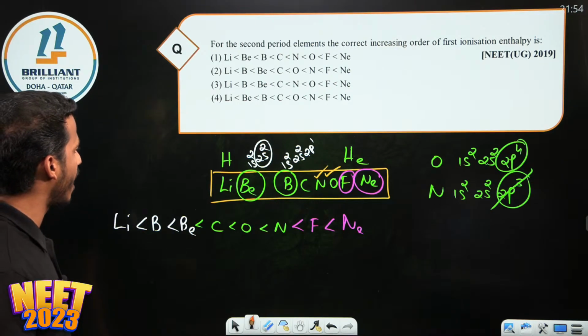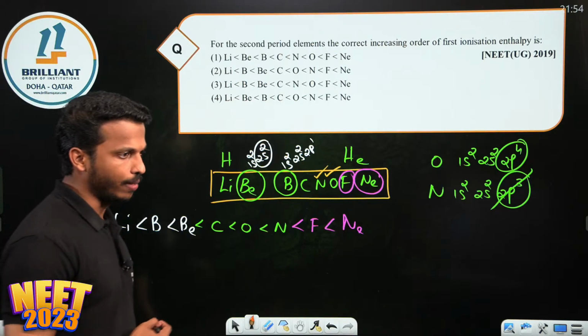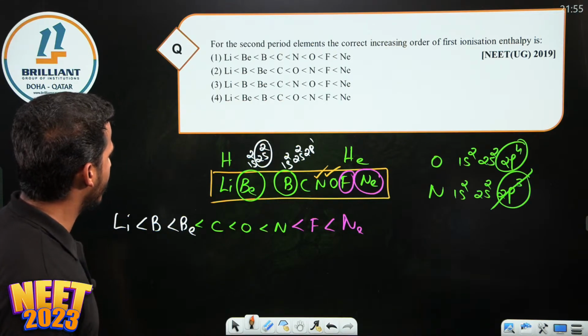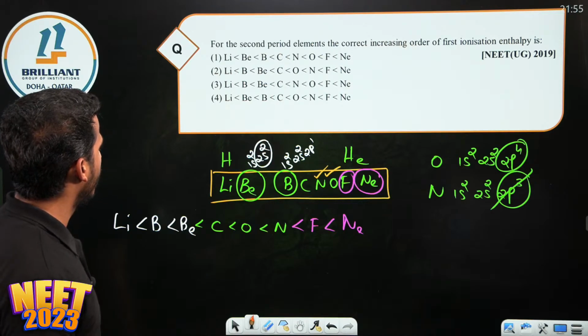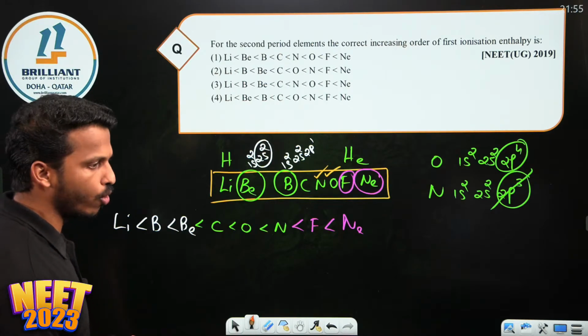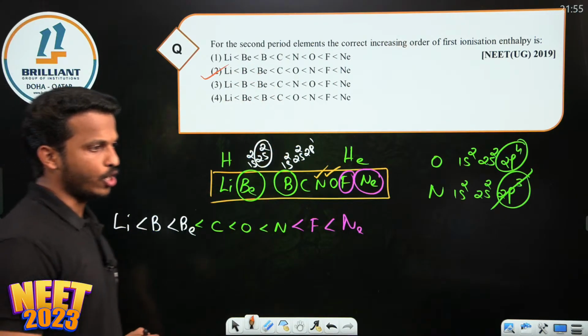Neon, fluorine, nitrogen, oxygen, carbon, beryllium, boron, lithium. What is the correct answer? Neon, fluorine, nitrogen, oxygen, carbon, beryllium, boron, lithium. Which one? Option 2, right? Is it option 2, dear all?